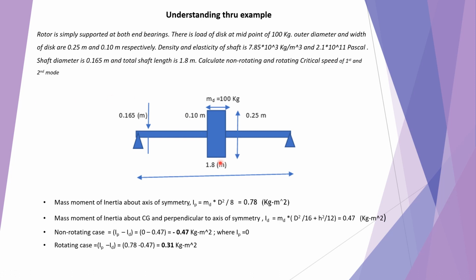So this is the diagram for the rotor. Mass moment of inertia about the axis of symmetry, IP, is calculated as 0.78. Similarly, mass moment of inertia about the CG and perpendicular to the symmetry axis, ID, is calculated as 0.47 kg meter square. So for the non-rotating case, it is written as minus 0.47 kg meter square when IP is 0, and for the rotating case, IP minus ID comes to 0.31 kg meter square.